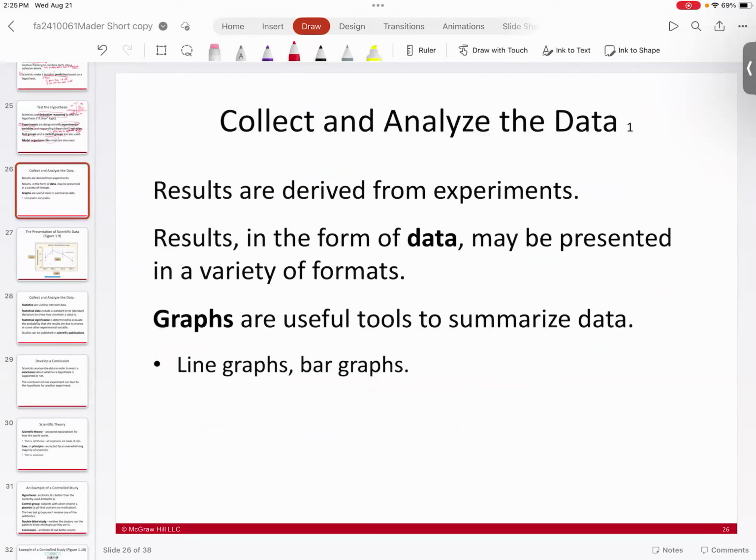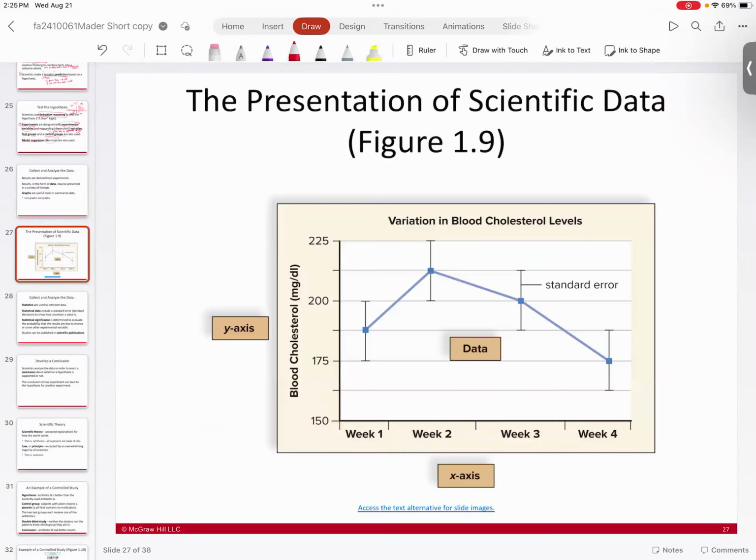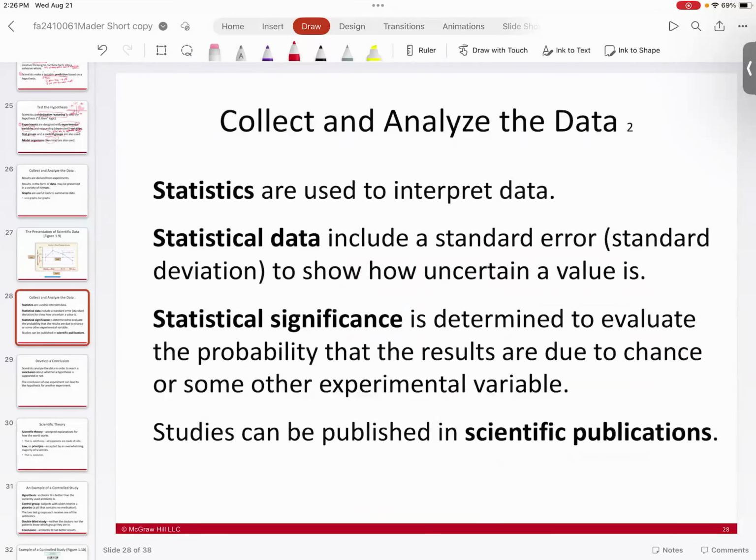So we'll collect and analyze data, and we'll present our data in graphs. So here's a good example of a graph. You have your X and Y axis. In this particular case, we looked at blood cholesterol levels as they went up and down over the different weeks. We can also use statistics, which is what these little bars are, to tell you how significant these numbers are. And so that's one thing we also do with data. If we have a lot of data, we have to basically prove that our data is actually valuable, right? And so we use statistics to interpret our data.